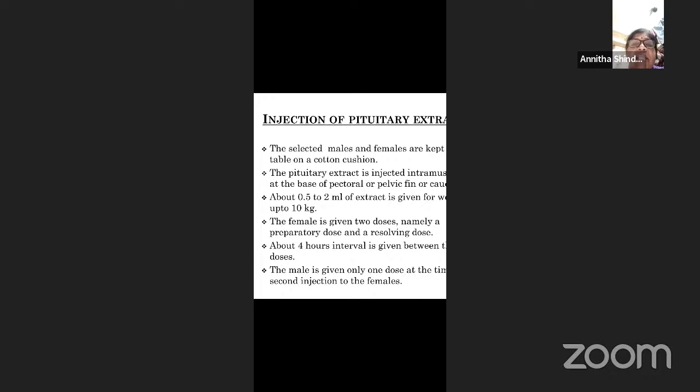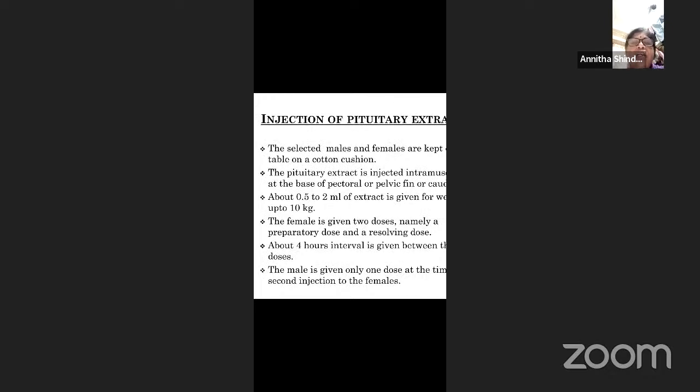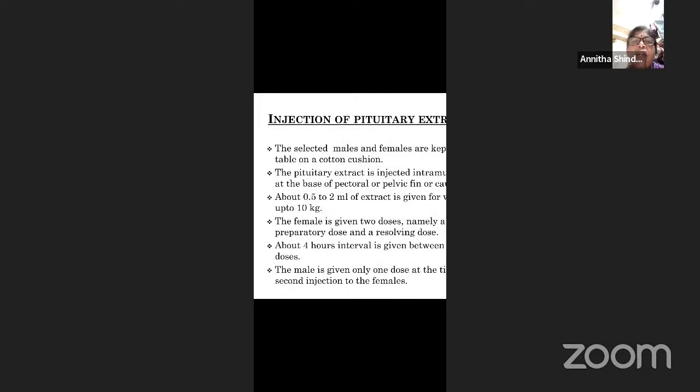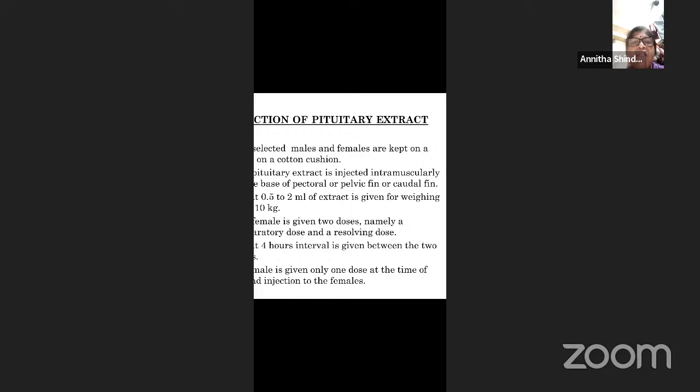The selected males as well as the selected females are kept on a table, on a cotton cushion. Cotton cushion means a cushion which is made of cotton. Then you take the pituitary extract and inject it intramuscularly at the base of the pectoral fin, the pelvic fin or the caudal fin.